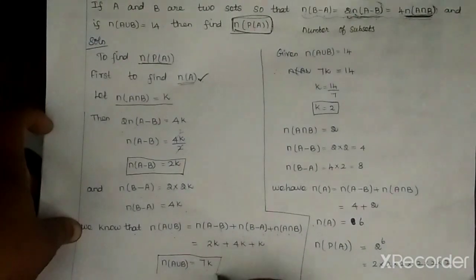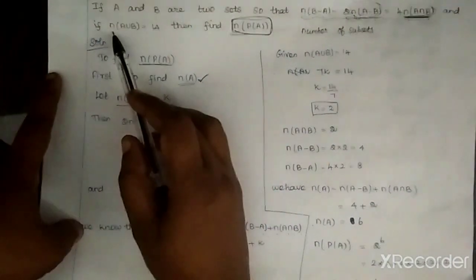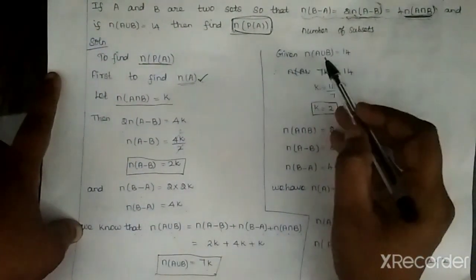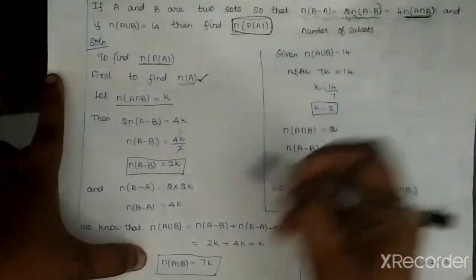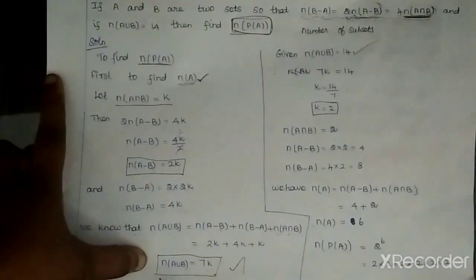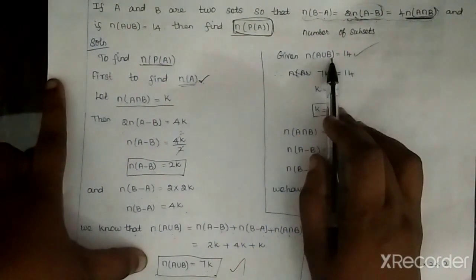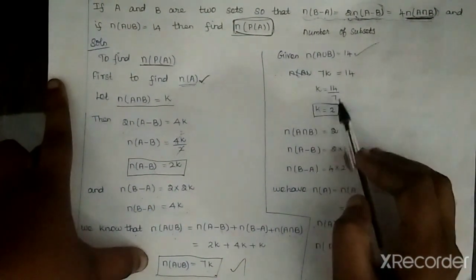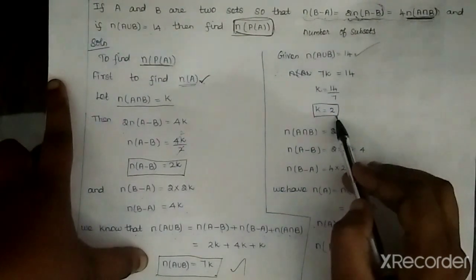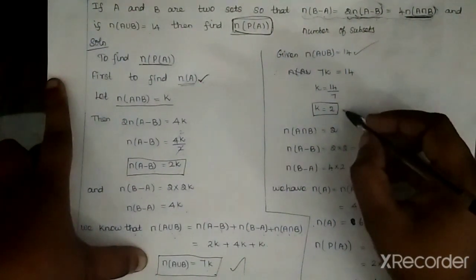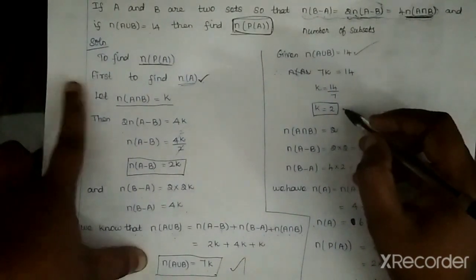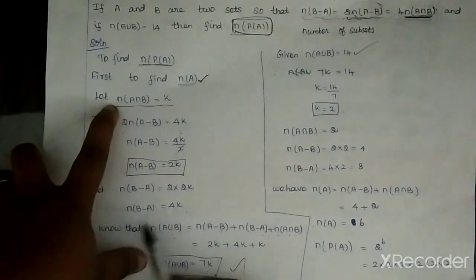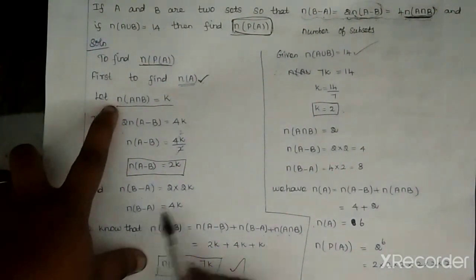Okay, so next, what is the value given in the question? N of A union B equal to 14. So given n of A union B equal to 14, compare these two values. Here also n of A union B, here also n of A union B. So that is 7K equal to 14. Then K equal to 14 by 7, so we get K equal to 2. Now we have found the value of K, so we have to substitute it in n of A intersection B, n of A minus B, n of B minus A.